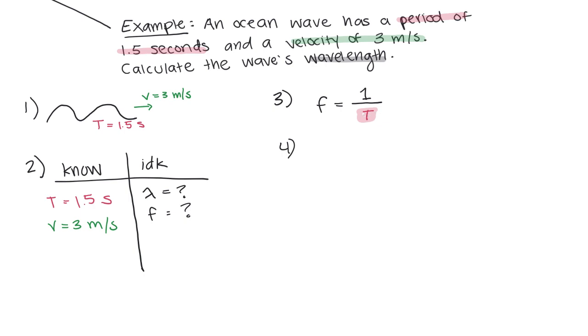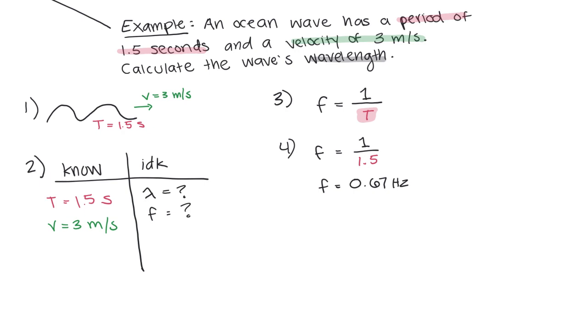All right, thankfully the problem did give us a period. So I'm going to write F is equal to 1 divided by the period, which is 1.5. And that should give me a frequency of 0. And I'm going to round. It's actually 0.66666 and so on. So I'm going to round to 0.67 hertz. Right? That is my frequency that I'm going to be using.